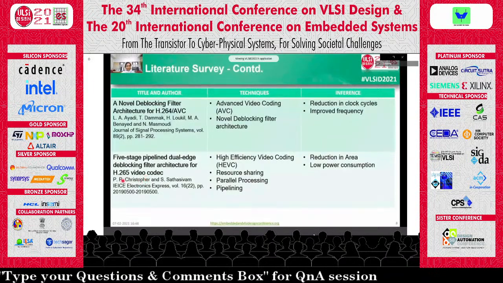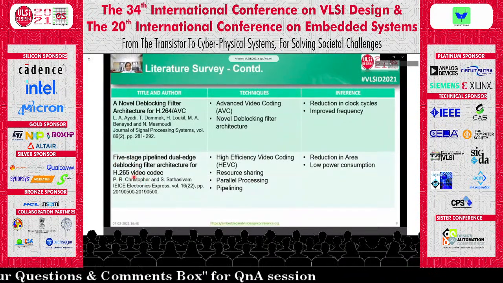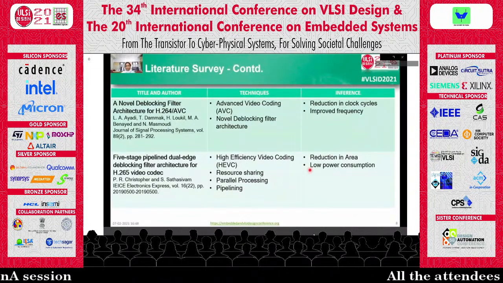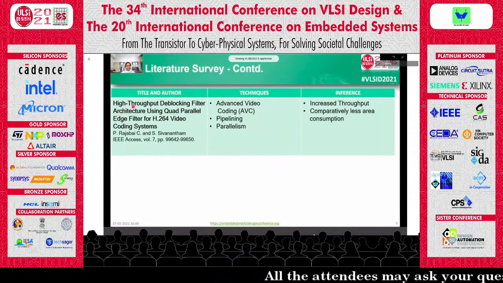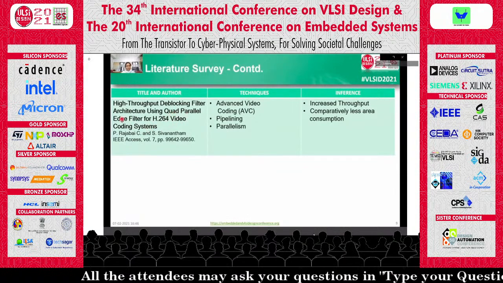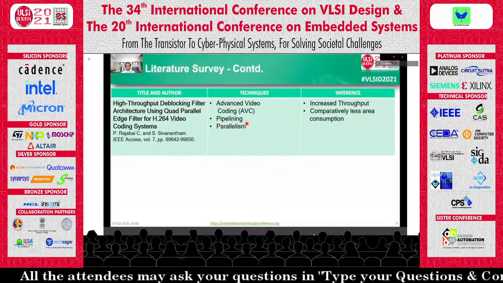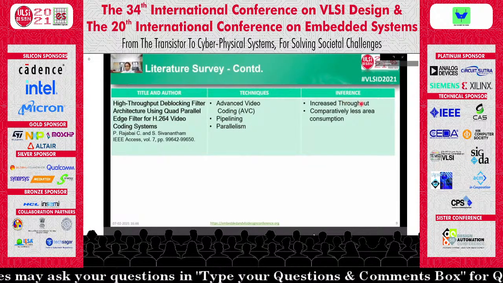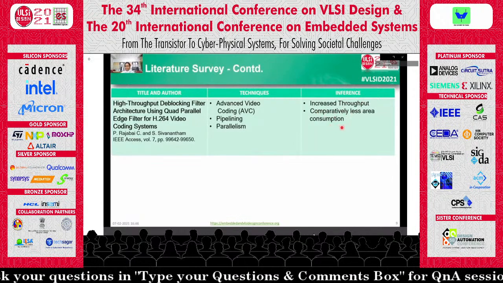In the next paper, it mainly incorporates the HEVC standard, where features such as resource sharing, parallel processing, as well as pipelining are utilized to reduce the area as well as the power consumption. And in the case of this paper, the AVC standard is utilized using a quad parallel edge filter along with pipelining and a parallel processing mechanism in order to improve the throughput as well as to reduce the area.